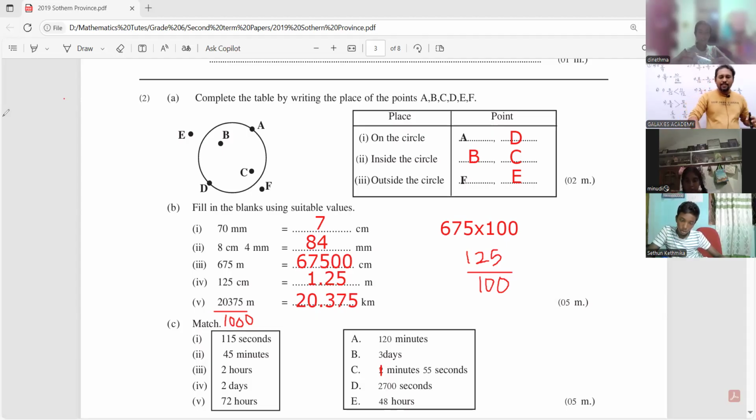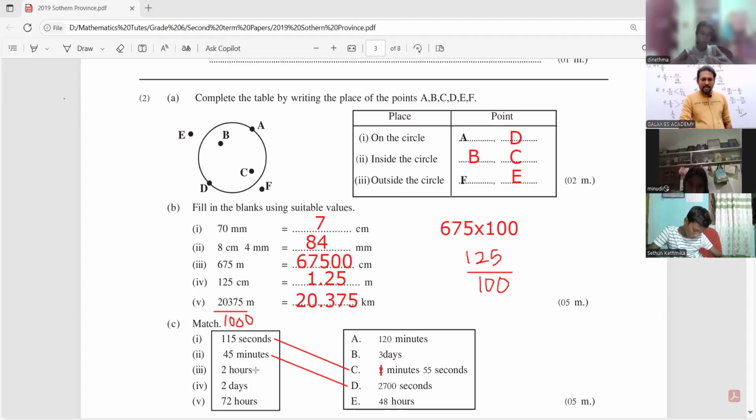Right. Then you have to match. Right. Now you check suitable values. 115 minutes. How you can write? What is a suitable answer for the second box? It is suitable: 1 minute 55 seconds. 45 minutes suitable in seconds: 45 multiply 60, 2700 seconds. Next one, 2 hours.